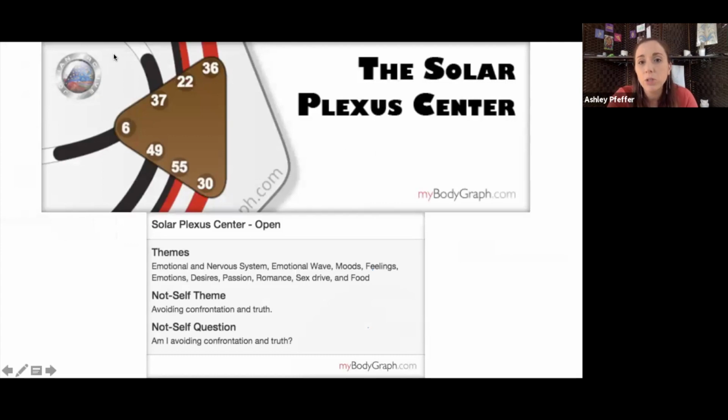Next, solar plexus, emotion. This is the emotional center. And it has to do with your nervous system too, which I just realized. Nervous system, moods, feelings, emotions, desire, passions, romance, sex drive, and food. A lot of stuff hangs out there. And if you have a defined emotional center, most likely you have, actually, yes, 150%, you are an emotional authority. If it's defined for you, you're an emotional authority, which means that you're here to understand your solar plexus. You're here to understand your emotions and to ride that wave when you need to, and to gain clarity after the emotional wave is done.